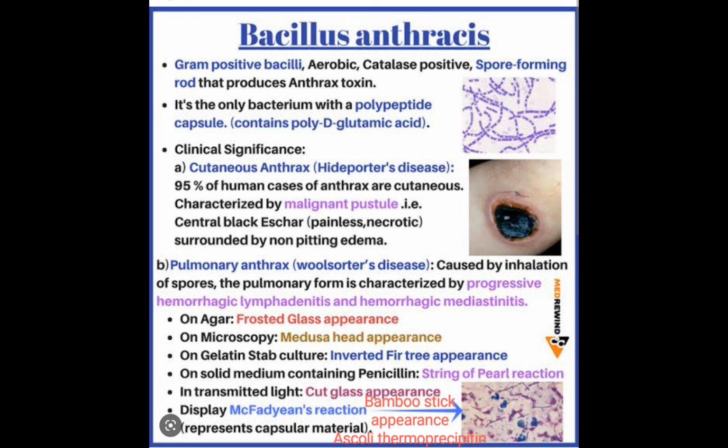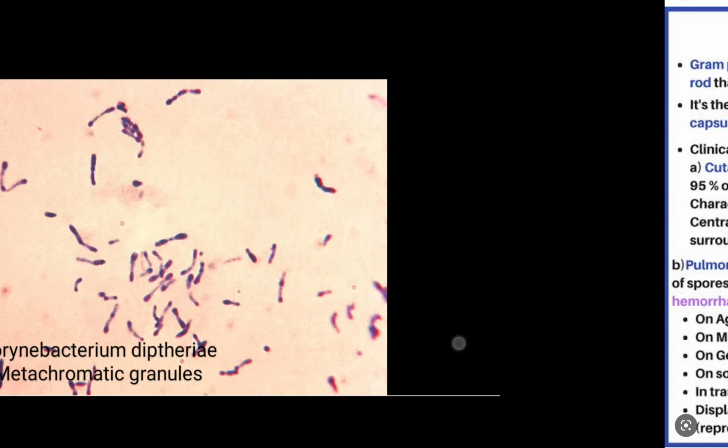Then we have bamboo stick appearance on the gram staining. So these terms, frosted glass, medusa head, inverted fir tree, string of pearl, cut glass, McFadyean, Ascoli's, and bamboo stick, these are related to Bacillus anthracis.